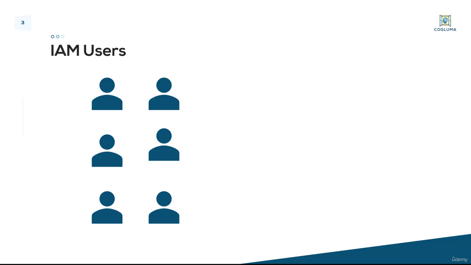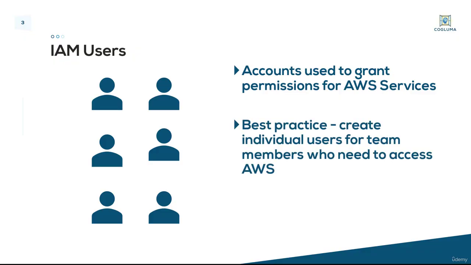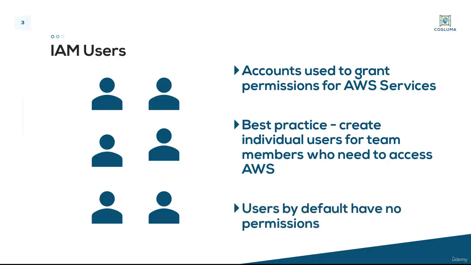So let's go over users. They are accounts that are used to grant permissions for AWS services. The best practice for these is to create an individual user for each person who needs to access AWS. Users by default have no permission, so we have to go in and apply policies and explicitly grant permission to users. When we create a new user, they cannot do anything.